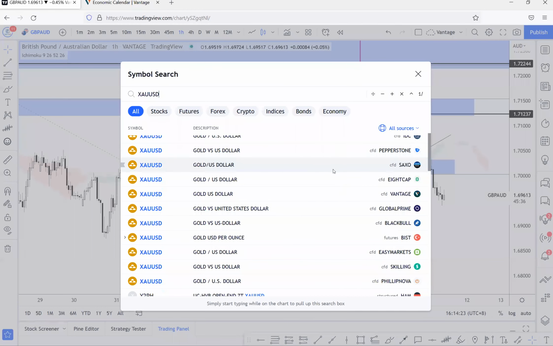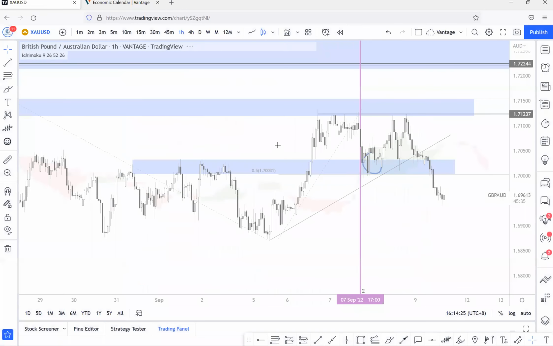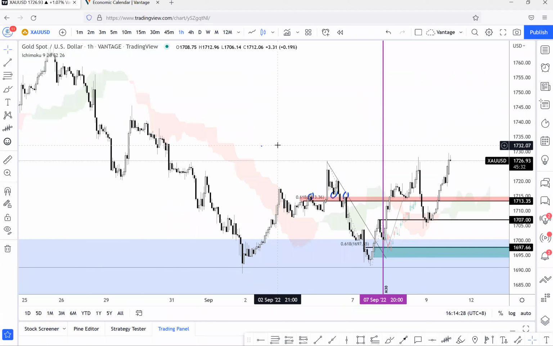So let's take a look at gold. So gold played out really nicely. So this was actually a setup that was requested by one of you guys on Wednesday, right? So let's take a look at the higher time frame first.